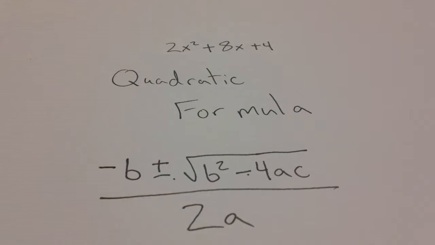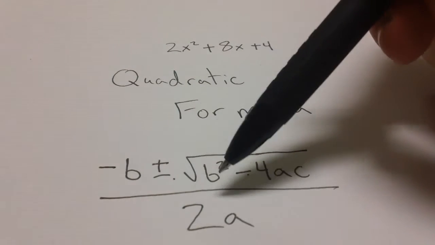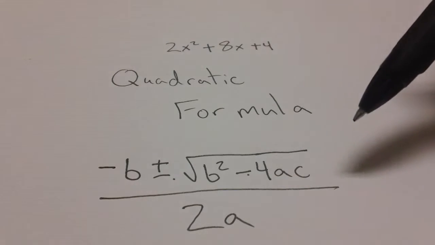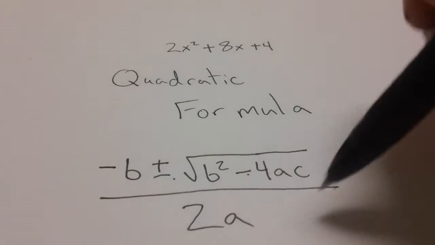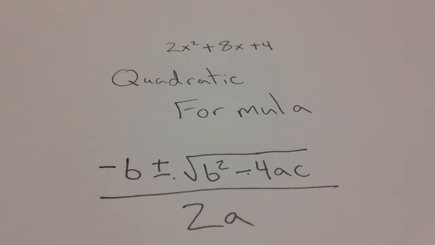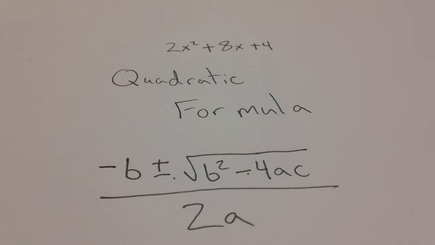Now the quadratic formula, to go ahead and read this out, is negative b plus or minus the square root of b squared minus 4ac all over 2a. Now there's a whole long reason why this equation looks like this, but to save you all the time of that, I'm just going to show you how it works.